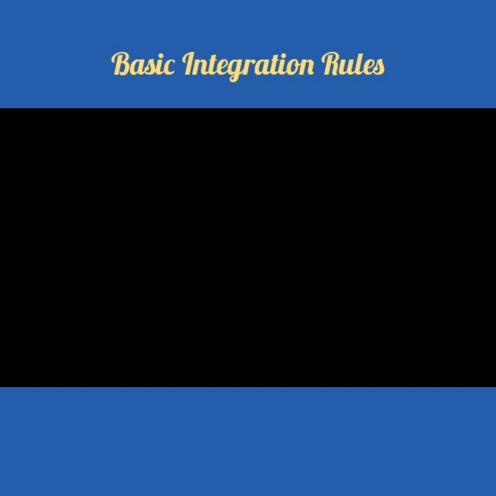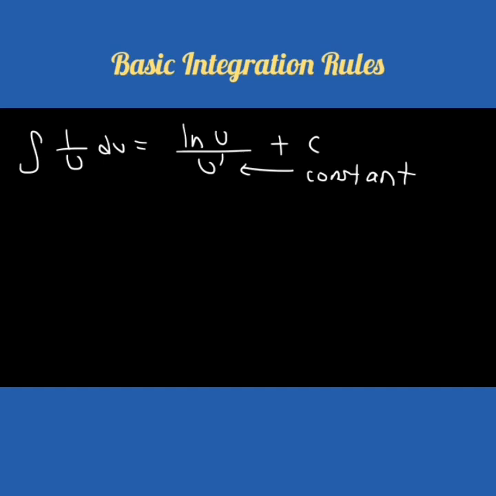Now, let's move on to the logarithmic function. So, the integral of 1 over u du is equal to ln u over u prime. So, same sa e raised to u kanina, na dapat yung u prime natin is constant. Kasi kung hindi constant, hindi rin siya pwedeng gamitin. Okay, for example, the integral of 1 over x dx is equal to ln of x, since u is x, then u prime is 1, plus c.